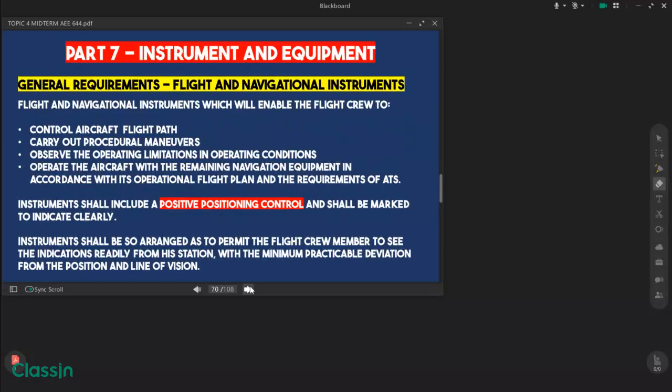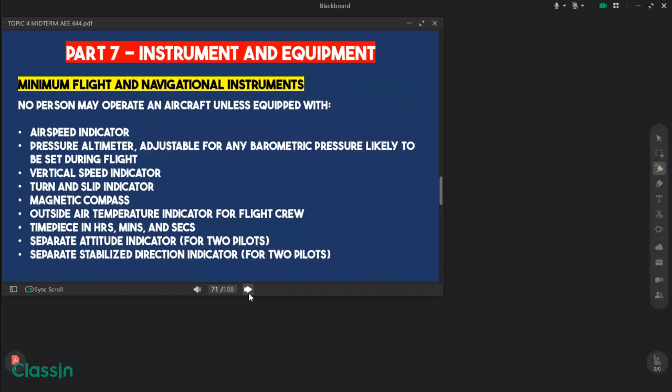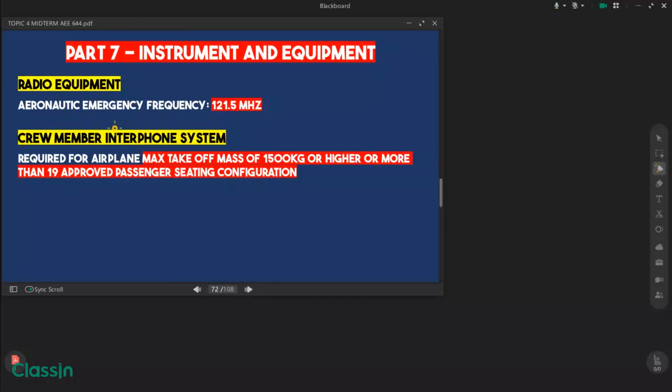So, part 7, we have instrument and equipment. Okay. So, general requirements. So, tatandaan nyo lang naman dito is always remember, instrument shall include what? A positive positioning control. So, tatandaan nyo lang yung term, positive positioning control. Okay? So, ito yung mga kailangan nating instrument. Hindi ko na isa-isahin yan. Sa avionics nyo matututunan yan.